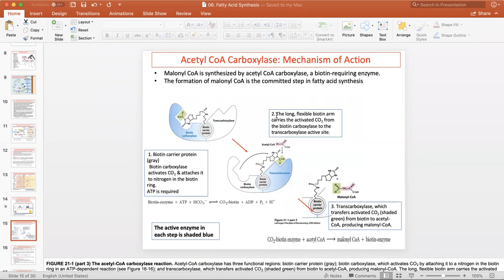The next step is that the long flexible biotin arm carries the activated CO2 from the biotin carboxylase to the transcarboxylase. Remember, this is one whole enzyme, which is acetyl-CoA carboxylase. One whole enzyme. It has three different parts, okay? Biotin carboxylase, transcarboxylase, and the biotin carrier protein. So the first part was addition of CO2. The second part is the transfer of the CO2 molecule from biotin carboxylase to the transcarboxylase. The third part, which is done by your transcarboxylase, is the addition of this CO2 molecule to an acetyl-CoA molecule. Once you add this carbon to these two carbons, you change the acetyl-CoA into a malonyl-CoA. So this is your malonyl-CoA over here. So this is the function of your acetyl-CoA carboxylase.